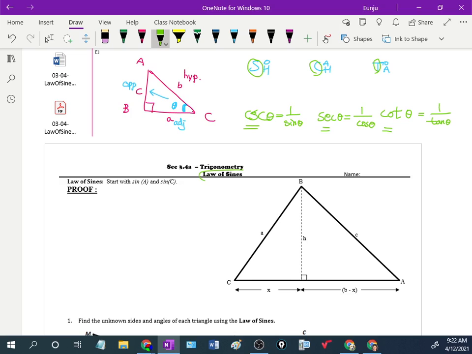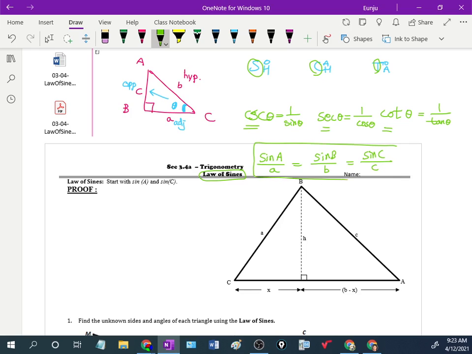The law of sines is a relation between lengths and angles. Sine of uppercase A, the angle, over lowercase a, the length, is the same ratio as sine B over lowercase b, and it is also the same as sine C over length c. So this is the equation.